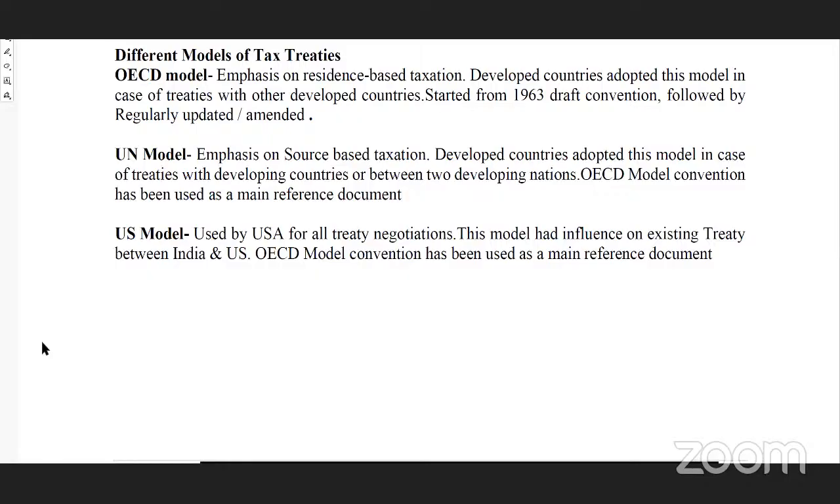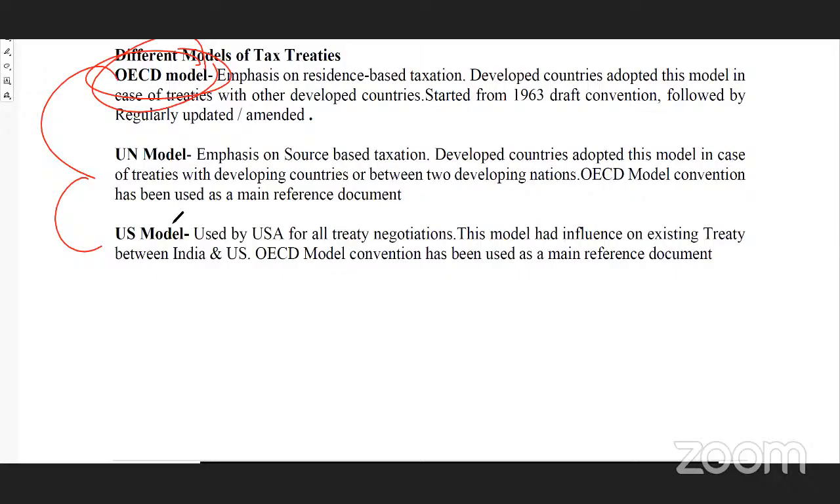Then the UN model emphasizes source-based taxation. Why? To protect the national revenue of developing countries, to get more money for these developing countries, right? So developed countries adopted this model in case of treaties with developing countries, or between two developing countries. The OECD model convention has been used as the main reference document. I told you that this is the oldest model, right? So anything that was formed was from this model.